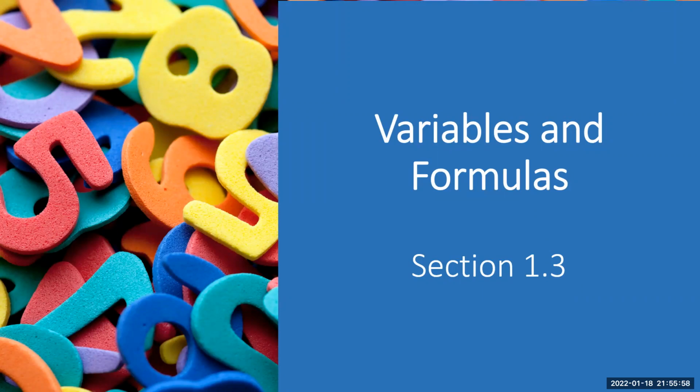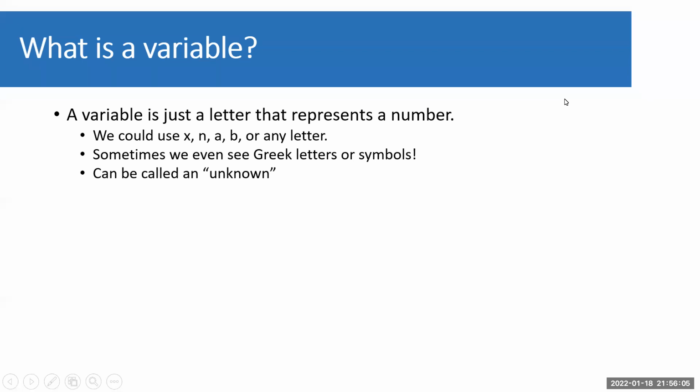Today we're going to cover Unit 1, Section 3, Variables and Formulas. So first, let's talk about what a variable actually is. It can be a scary term if math isn't your thing, but really it's just a placeholder. It's a letter or sometimes a symbol that can represent a number. Most often we use x, but it could be n, a, b, any letter that we can think of. Sometimes we even see Greek letters or symbols.